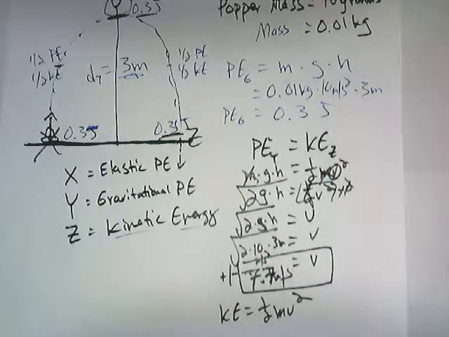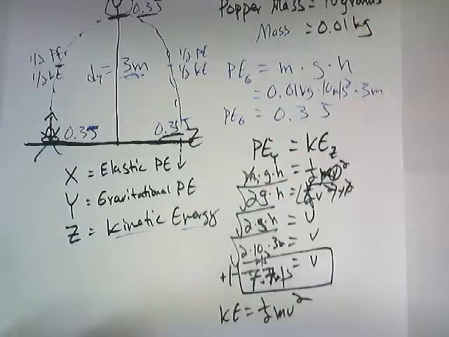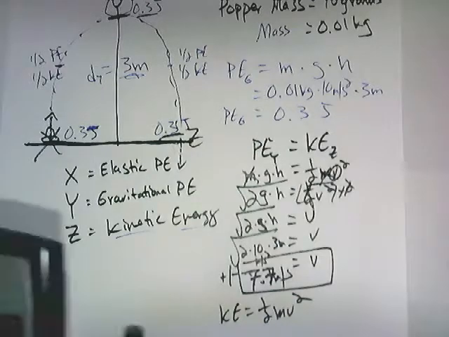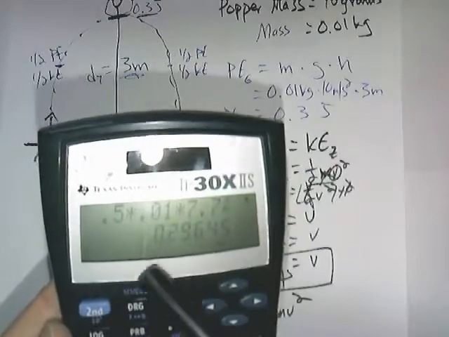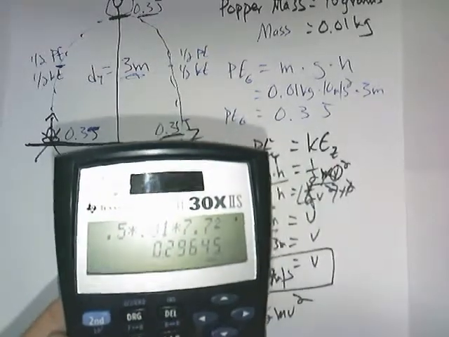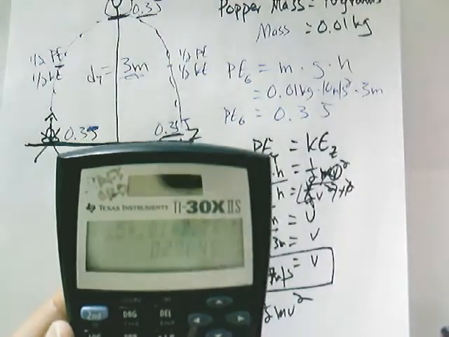And I could take 0.5 times the mass we said was 0.01 times 7.7 squared, and I get a value of, let me get the glare out of there, 0.296. Maybe I can turn the light off and that'll help. Kinda.